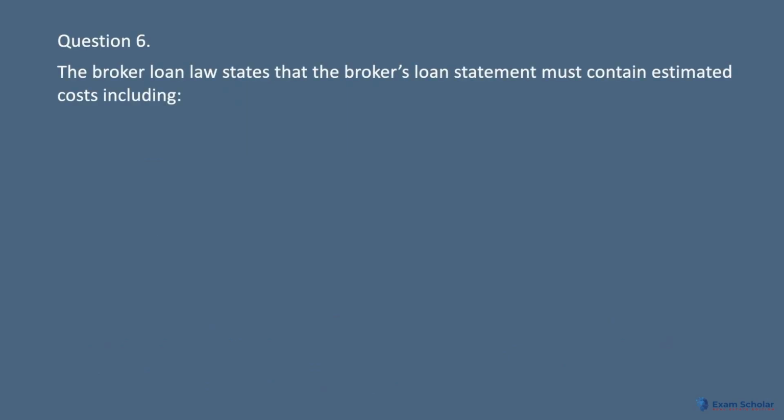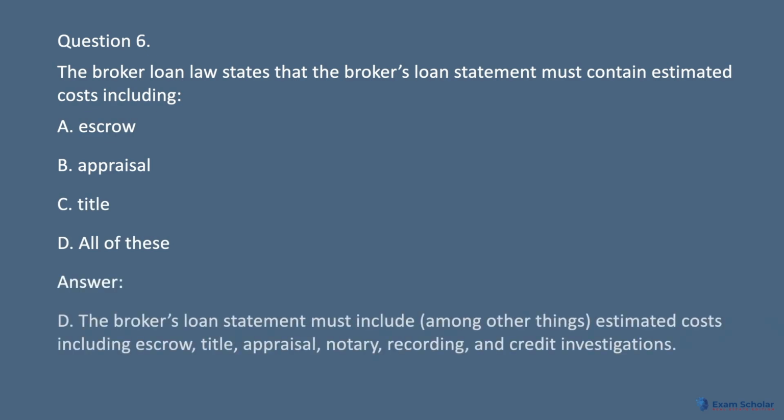Question 6. The broker loan law states that the broker's loan statement must contain estimated costs including A. Escrow. B. Appraisal. C. Title. D. All of these. Answer. D. The broker's loan statement must include, among other things, estimated costs including escrow, title, appraisal, notary, recording, and credit investigations.